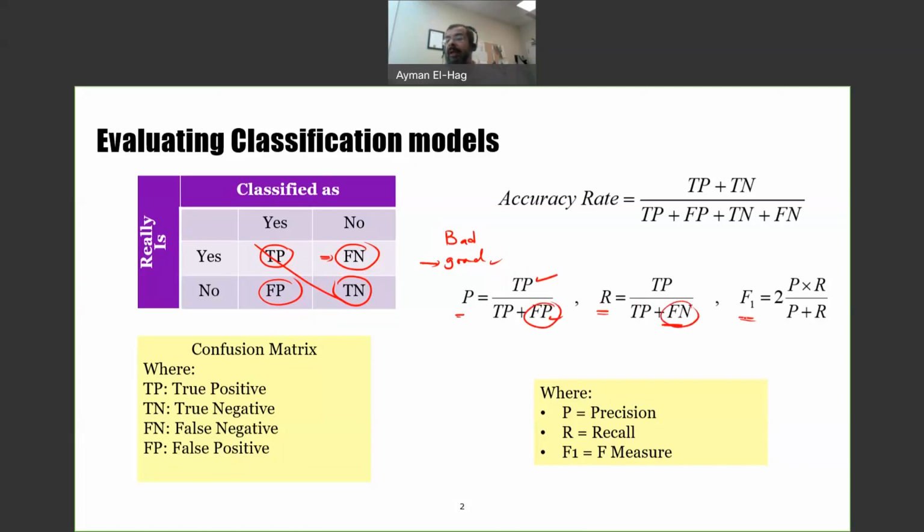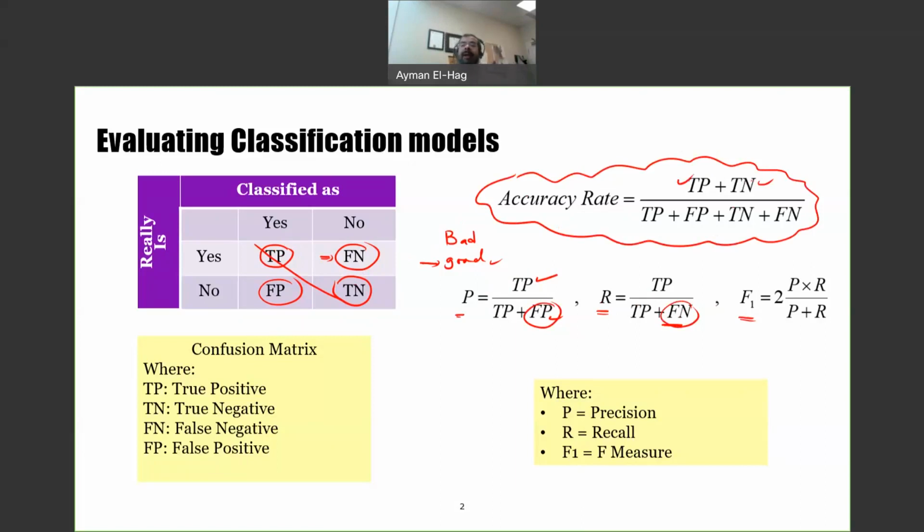And then F1, this is a third metric that is used as a sort of weighted average, and we'll talk about that later on. And of course, there is the overall accuracy, which is the summation of these diagonal elements, the true positive and the true negative, divided by all cases.